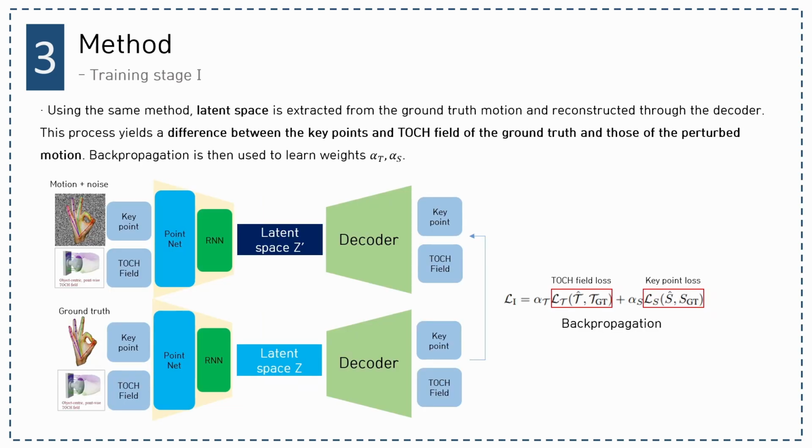When the output is decoded back into key points and torque field, the same process is applied to the ground truth motion sequence, resulting in differences due to noise. This difference can then be used for backpropagation, enabling the model to output data similar to the ground truth even when noisy motion is input.